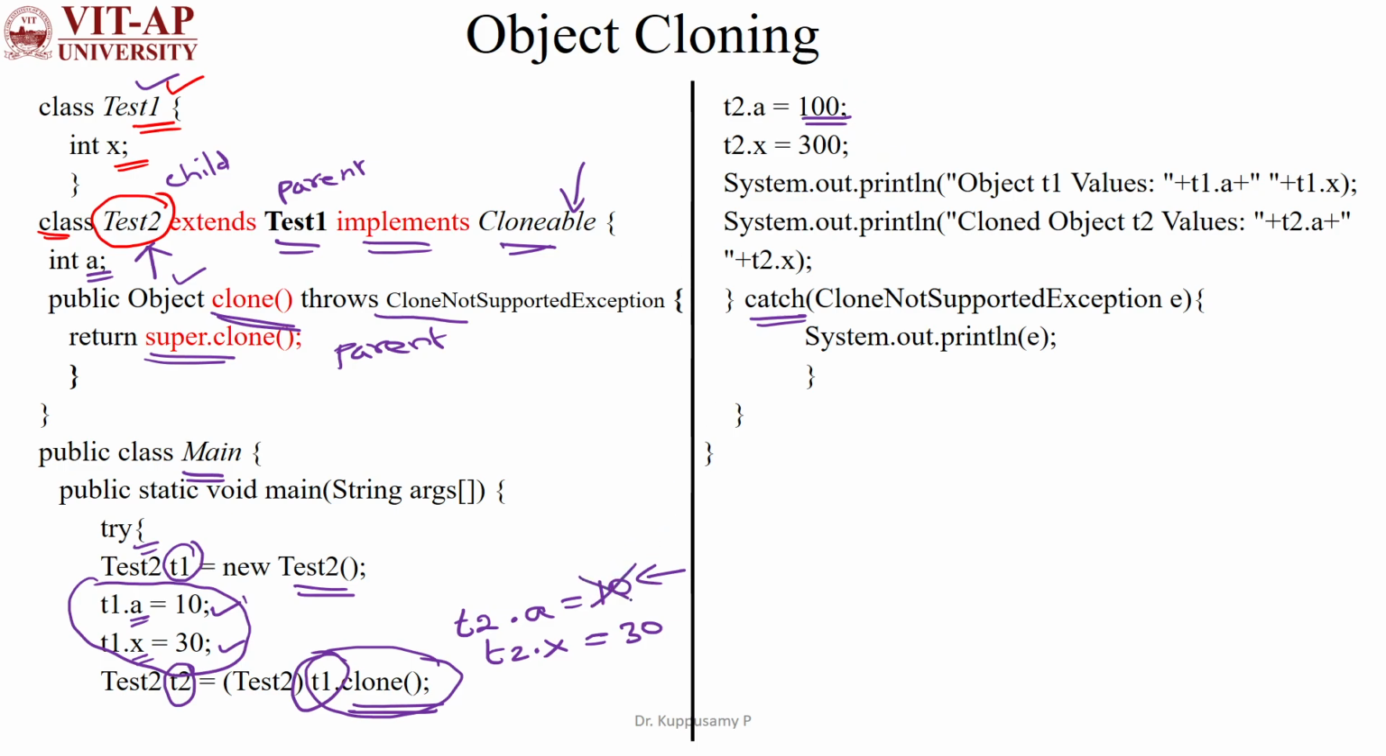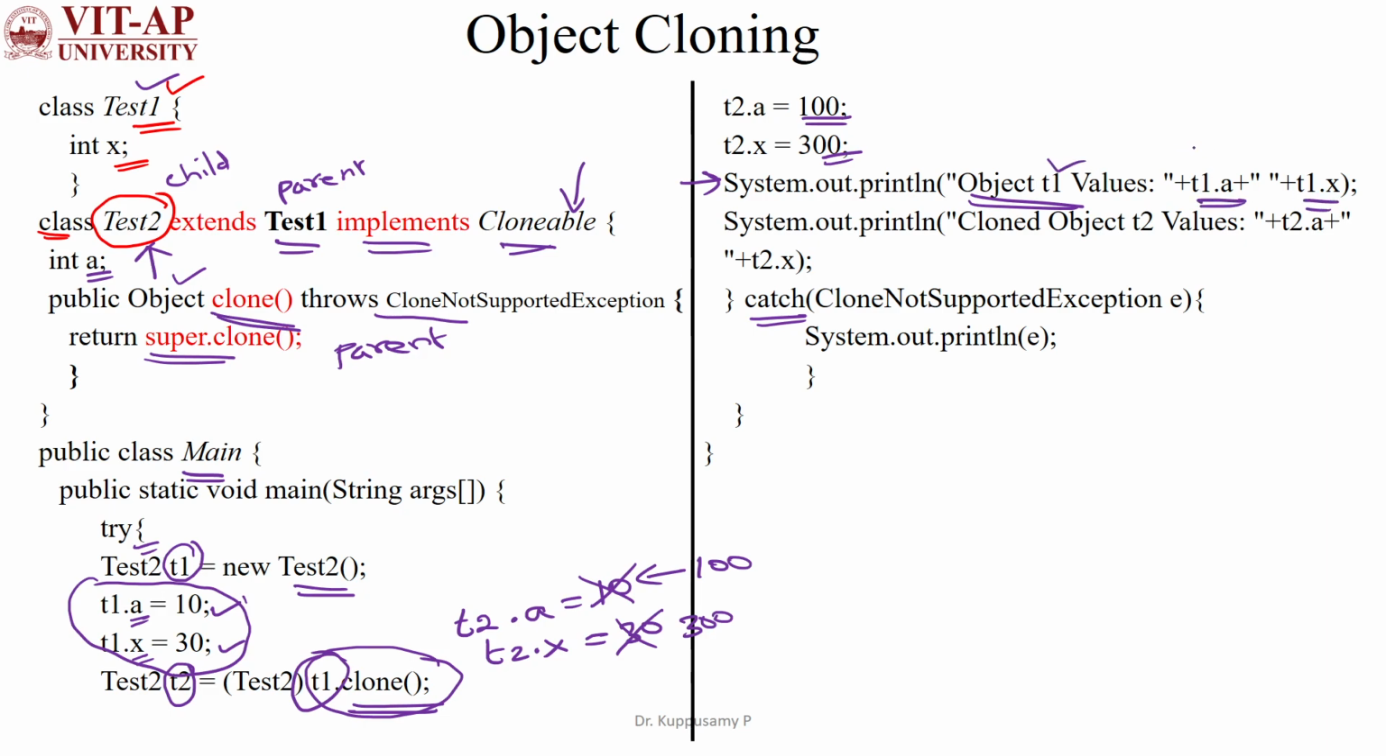So now 10 is overwritten by 100. Then t2.x I am making 300, so overwritten by 300, right? So now the values are replaced by new values. Now I am trying to print the values here, the original object t1 values I am printing here.